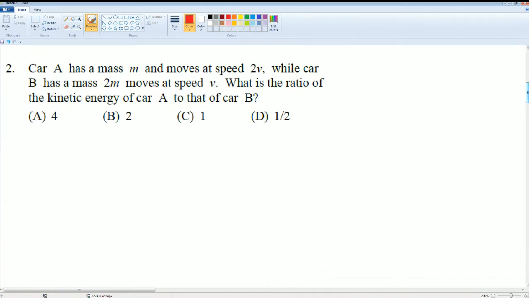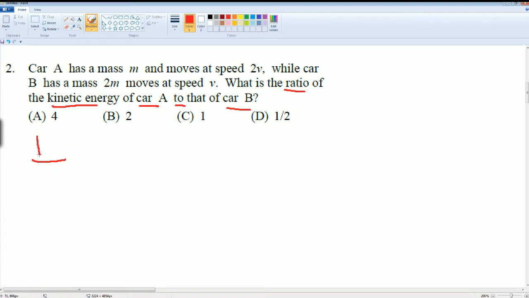Number 2. Okay, a car A has a mass m and moves at a speed 2v, while a car B has a mass of 2m moving at speed v. What is the ratio of the kinetic energy of car A to that of car B? So here, let's just look at the question. We want a ratio of the kinetic energy of car A to car B. So ratio means we need a fraction.